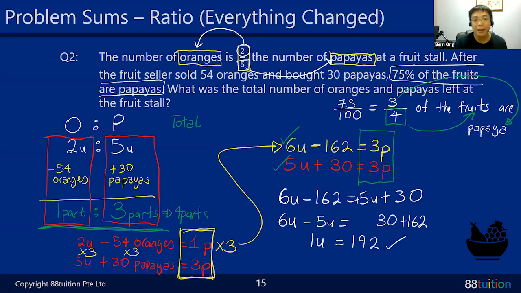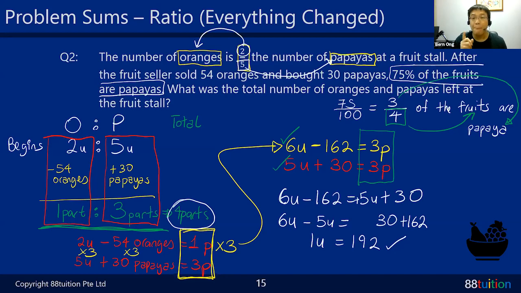This is correct. Now let's take a look at what the question wants. What is the total number of oranges and papaya left at the fruit store? Left means you're supposed to look for these 4 parts here. These 4 parts is the left. In the beginning we are talking about units, but at the end, we are talking about something called parts.